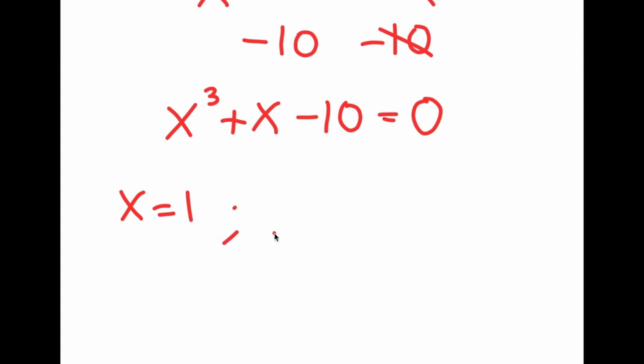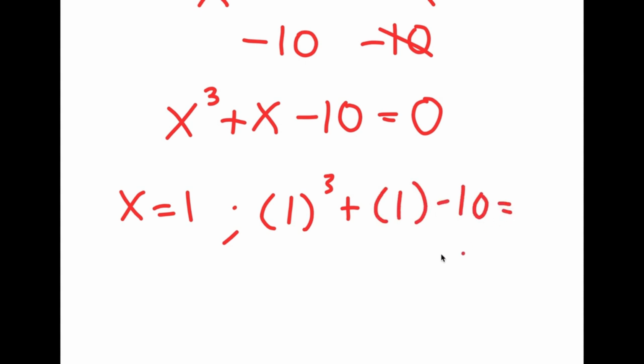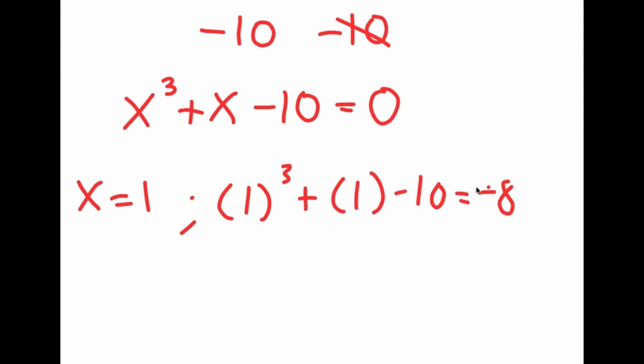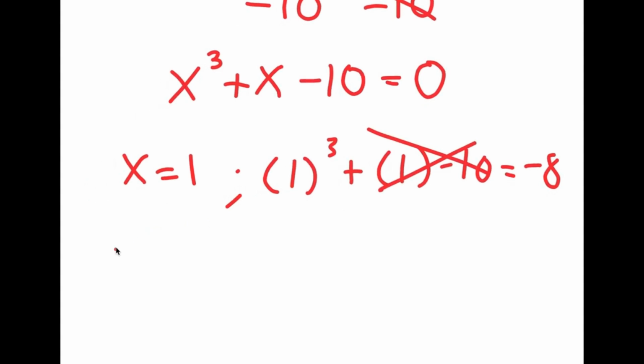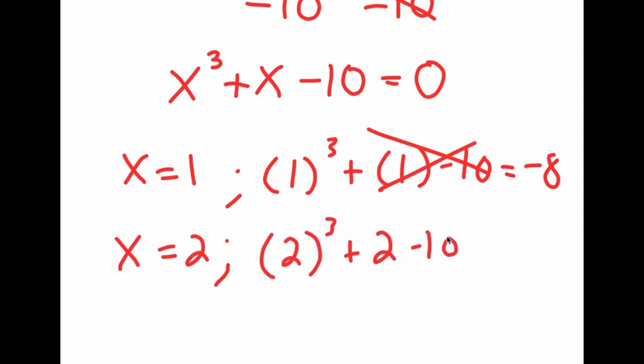When x equals 1, I get 1 to the power of 3 plus 1 minus 10, and this is equal to negative 8, which does not equal 0. This is wrong. Now let's try x equals 2. When x equals 2, I get 2 to the power of 3 plus 2 minus 10. 2 to the power of 3 is 8. 8 plus 2 is 10. 10 minus 10 is 0.